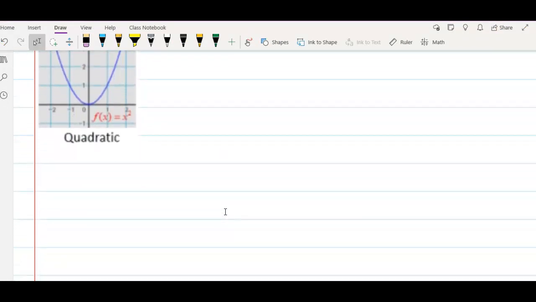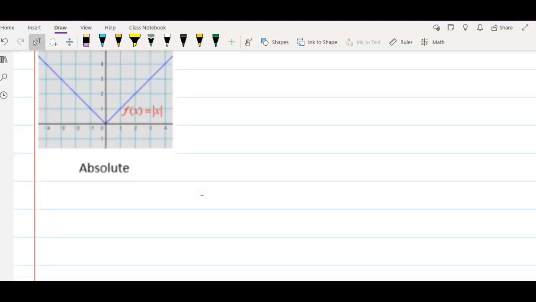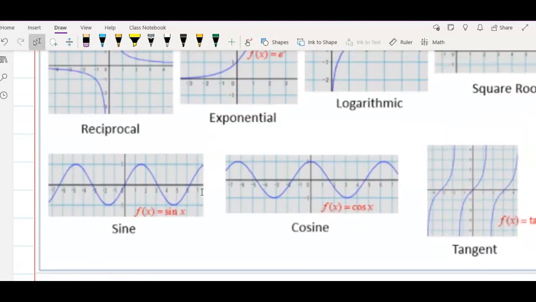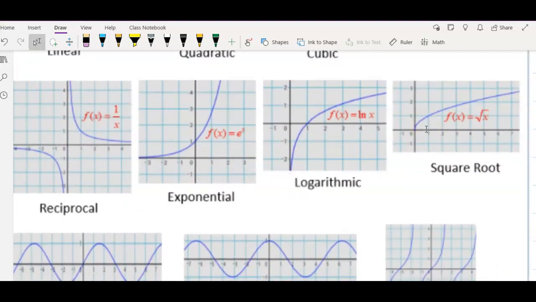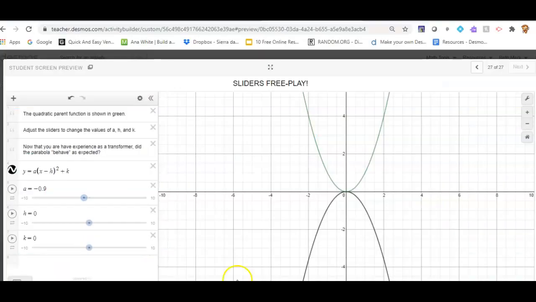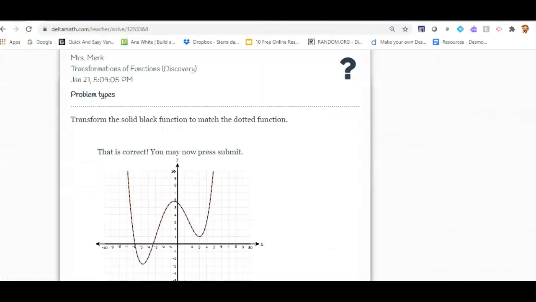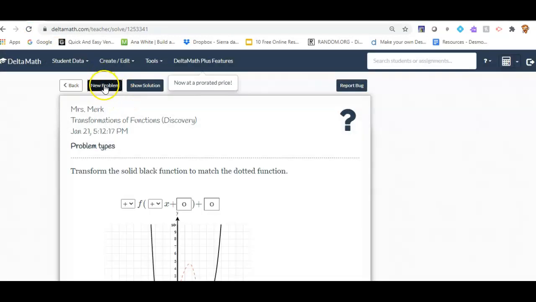We will practice with a lot of examples and a lot of Delta Math, making sure that we can properly transform the main parent functions. Like I said, we will likely focus on reciprocal, exponential, logarithmic, and square root in Unit 5. However, you may encounter some of these in your online practice, and you're going to treat them the same way that we've done some of the other examples. Let's see if we can find one in Delta that is from Unit 5 actually.